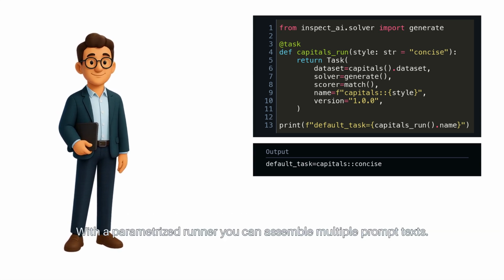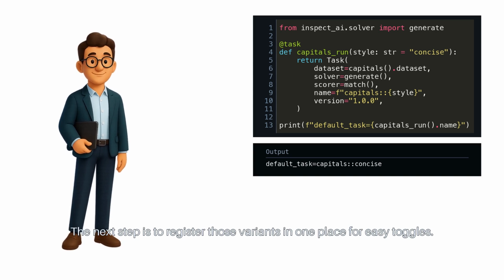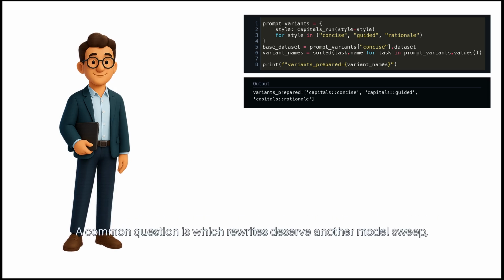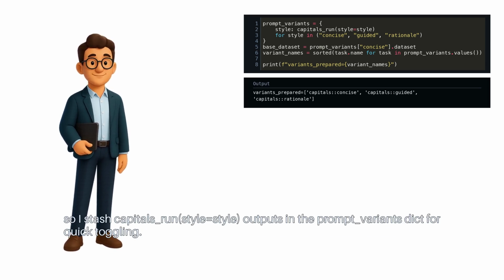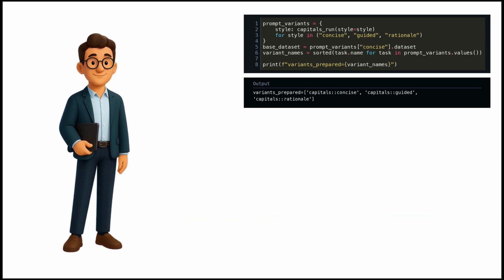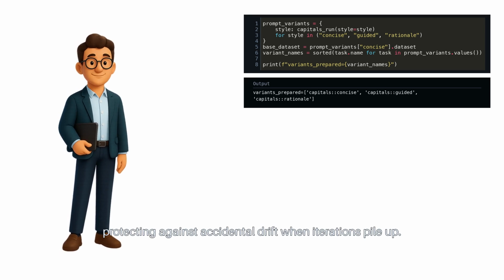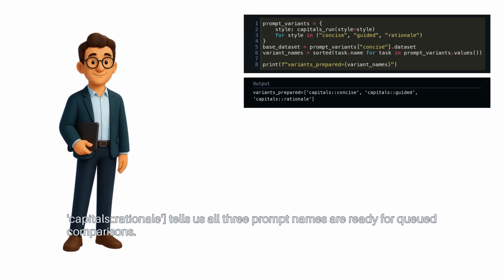With a parametrized runner, you can assemble multiple prompt texts. The next step is to register those variants in one place for easy toggles. This code builds a prompt registry so Inspect AI can juggle multiple prompt variants in one harness. A common question is which rewrites deserve another model sweep, so I stash capitals run style equals style outputs in the prompt variants dict for quick toggling. Capturing base dataset from the concise variant keeps every solver pointed at the same samples, protecting against accidental drift when iterations pile up. Seeing variants prepared equals capitals concise, capitals guided, capitals rationale, tells us all three prompt names are ready for queued comparisons.